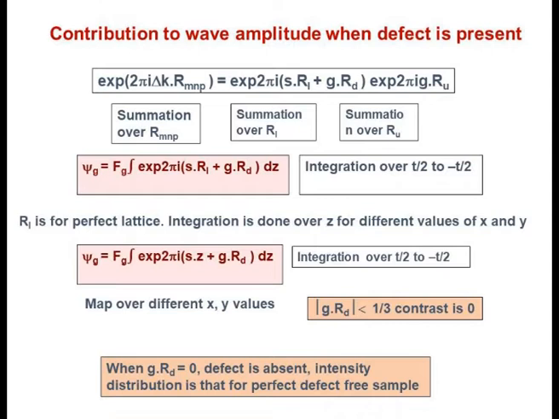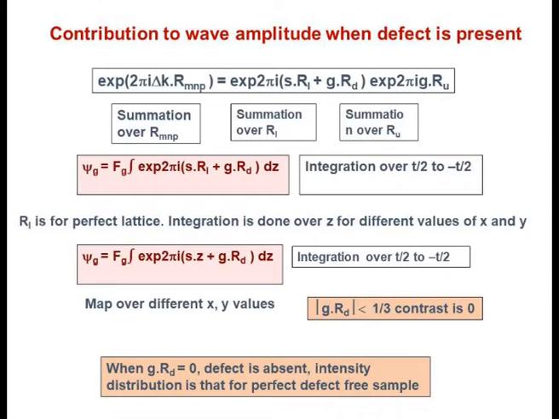So these are all some expressions which are written. That same thing I had already explained, but what is essentially important is, in this expression, if this g dot r defect vector becomes 0, what will happen?